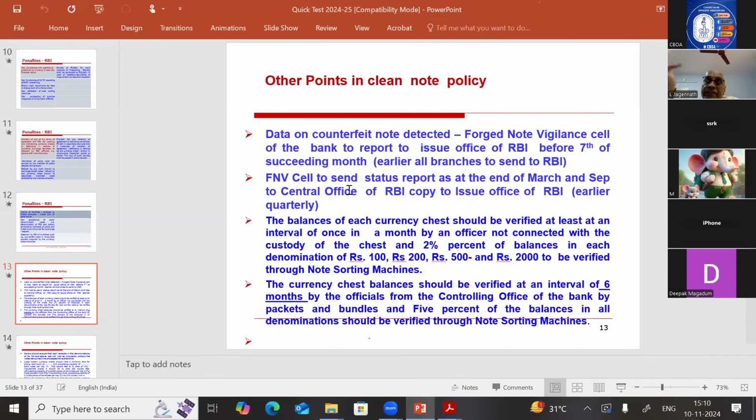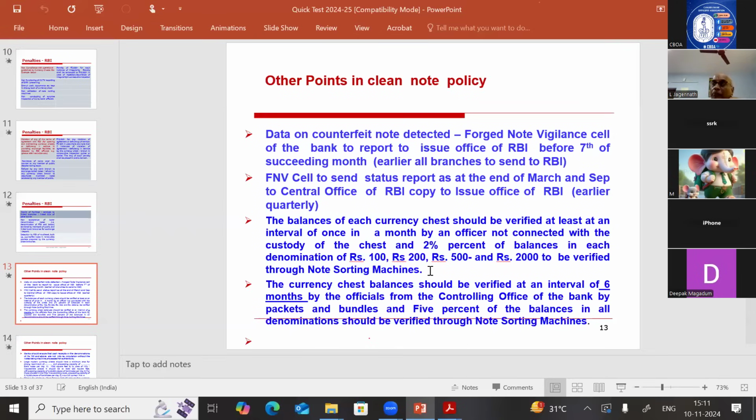So what are the changes that may come? That's why I have given it here. Then, I told you, if the bank officials do not check the currency chest balances, there is a penalty. Now who has to check, and what is the periodicity? The balances of each currency chest should be verified at least once in a month by an officer not connected with the custody of the chest, and 2% of the balances in each denomination of 100, 200, 500, and 2000 to be verified through the note sorting machine.